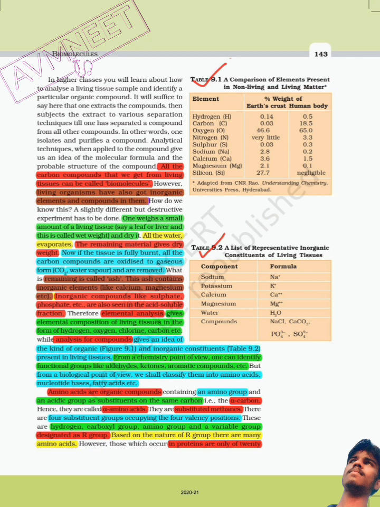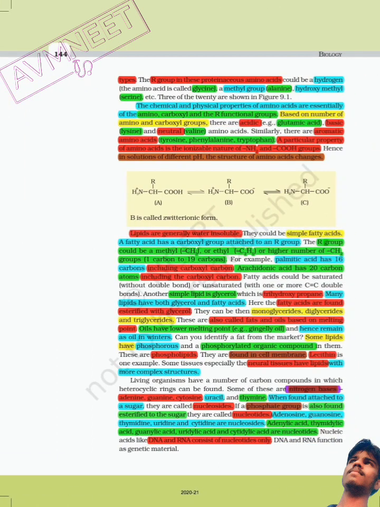Based on the nature of R group, there are many amino acids. However, those which occur in proteins are only of 20 types. The R group in these proteinaceous amino acids could be a hydrogen, a methyl group, hydroxyl methyl, etc. 3 of the 20 are shown in figure 9.1.